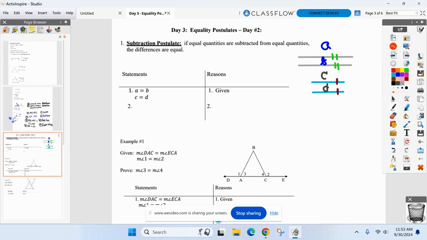Give me a correct combination you want to subtract. That'll be equal. So what I want is two pairs to subtract so the results, the new segments, are equal.